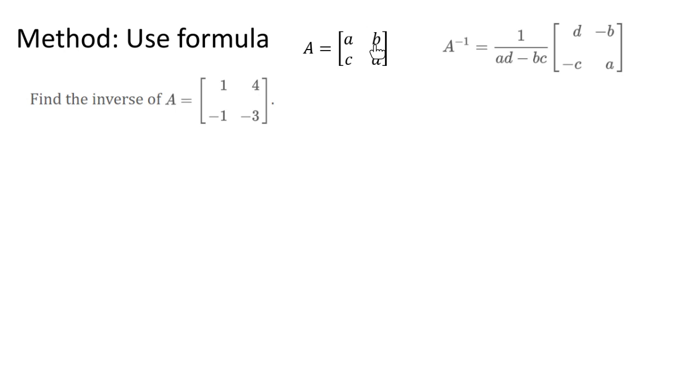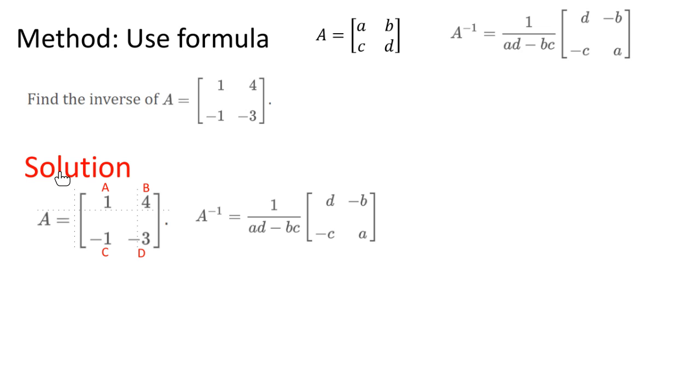And then for the B, you're going to change the sign. So this is a positive B, now it's going to be a negative B. And this is a positive C, now it's going to be a negative C. Okay, so that's how the formula works. This bottom part of the formula is actually called the determinant, which is something that we're going to be looking at later today from section 8.4.